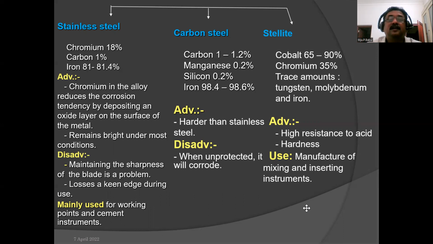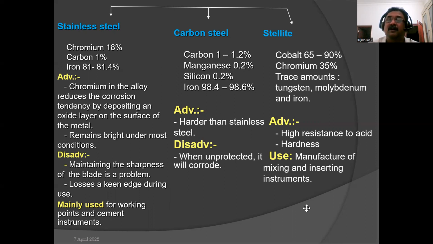Carbon steel instruments contain carbon 1 to 1.2%, manganese 0.2%, silicon 0.2%, and iron 98.5%. Now it is harder than stainless steel, and when unprotected, it corrodes. These carbon steels are sharper. It retains its sharpness for a longer period of time. Then you have the stellite instruments.